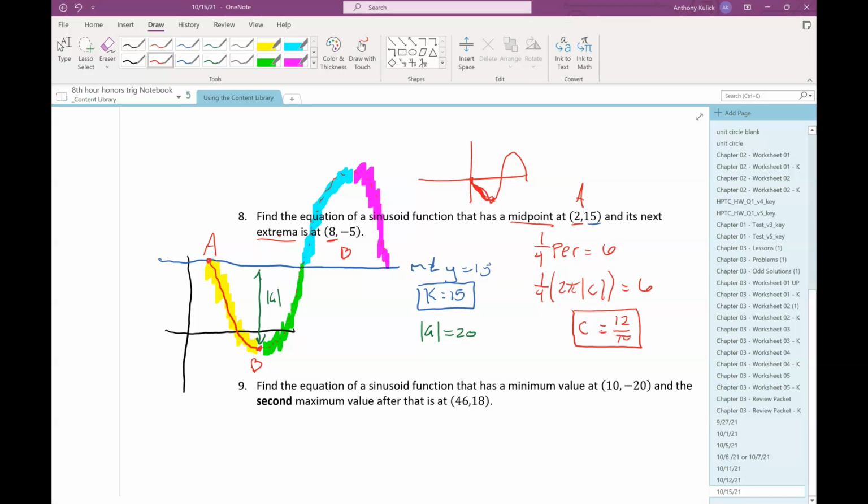Okay, thank you. Luke? So if you have a minimum and a maximum, would you multiply the period by a half? Right, so that would be half a period, because now you're talking about that piece, which is 2 of those sections, so it's half of a period. Yes, that's correct.